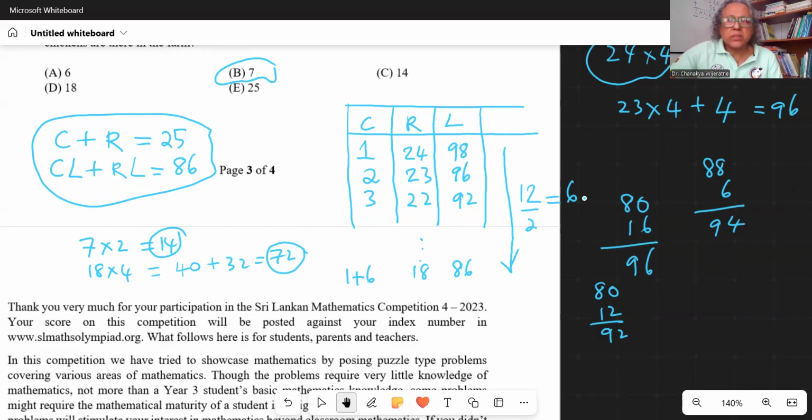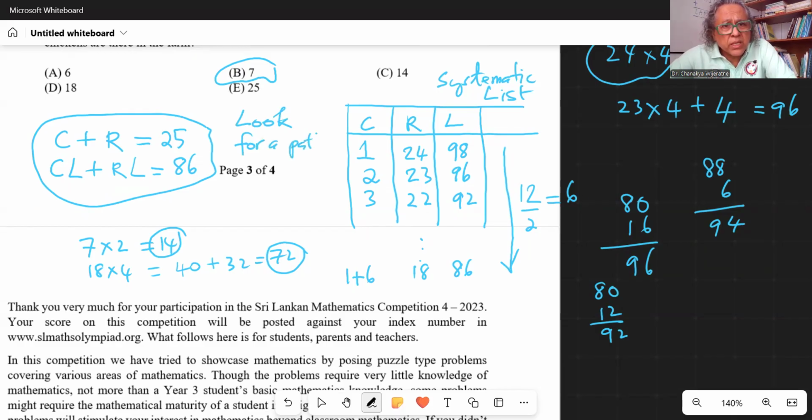So we made a systematic list, and we made a key observation to reduce time. We did not waste time by going all the way from 1 to 7. We found a pattern. So looking for a pattern is also a strategy. We found a pattern and we used it to reduce time. We go from 1 to 3 straight to 7.